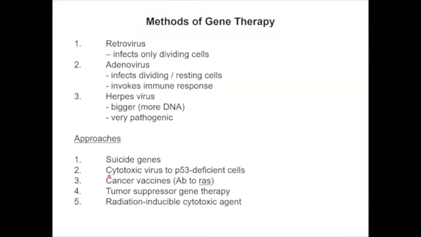So, methods of gene therapy, there are three methods. Or rather, there are three viral approaches, let's put it this way. One is a retrovirus that infects dividing cells. The second is the adenovirus that can infect both dividing and resting cells, but the adenovirus itself invokes a pretty hefty immune response. And the herpes virus is much bigger and very pathogenic, and that's why people are somehow kind of a little afraid of it.